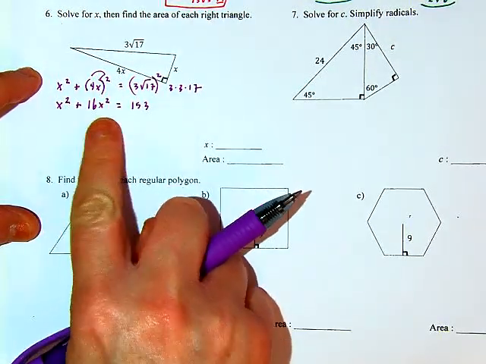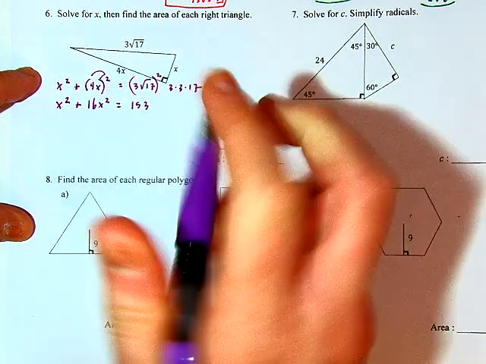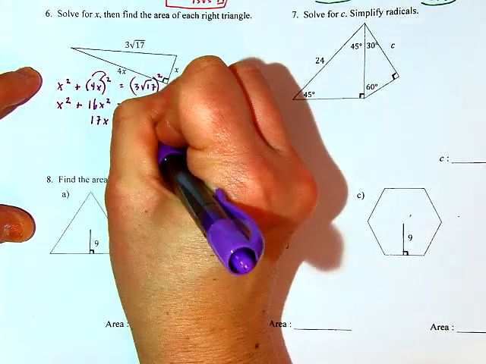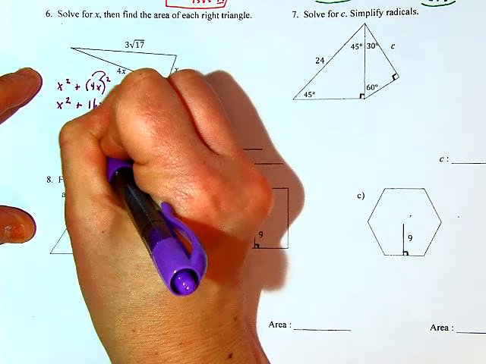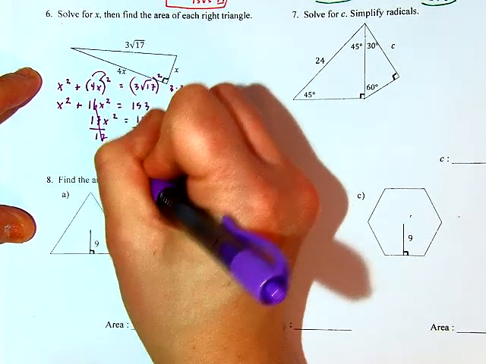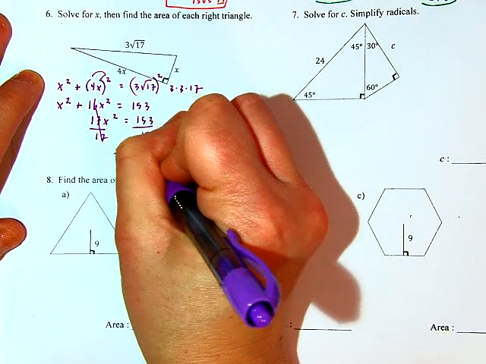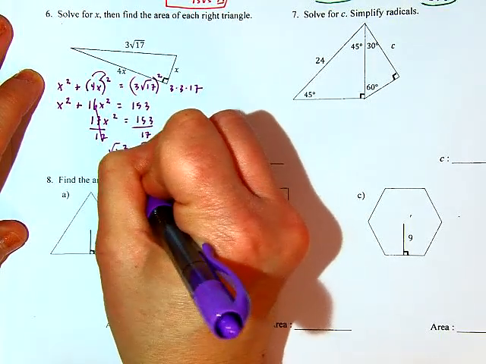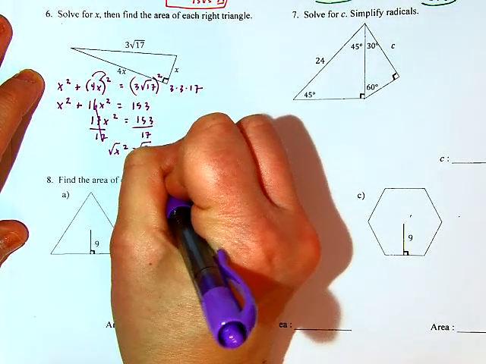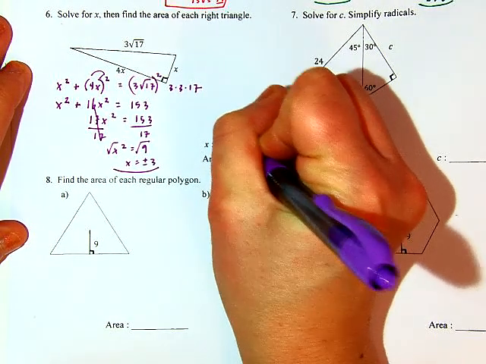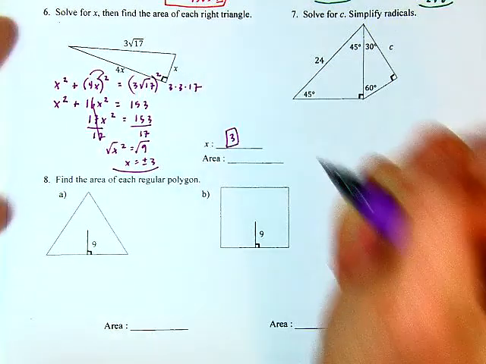I have like terms here, right? They're both quadratic, so I can combine and make 17x squared equal to 153. Divide that 17 away. x squared equals 9. And then take the square root, right? I would get plus or minus 3. And again, it's going to represent a side that has to be positive, so I'm only interested in the 3.